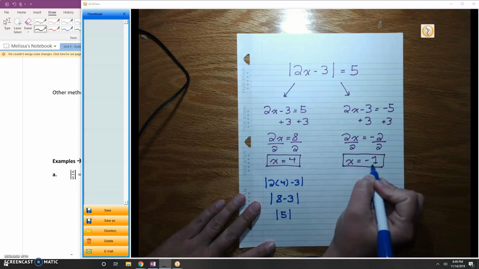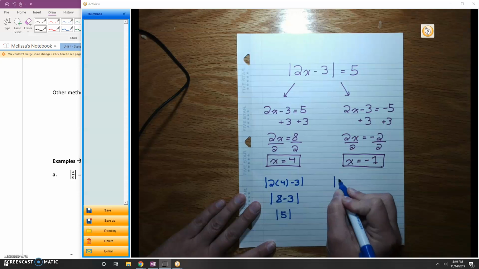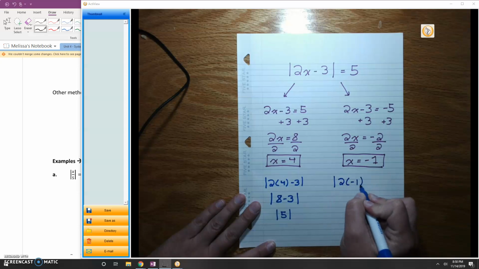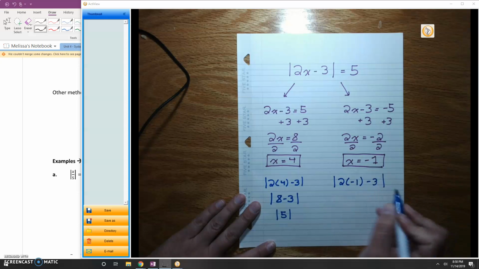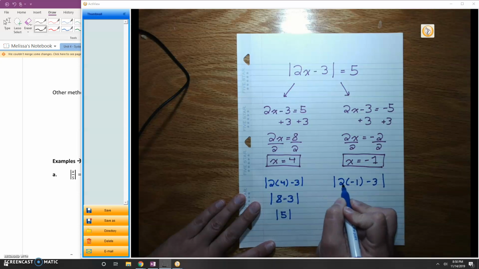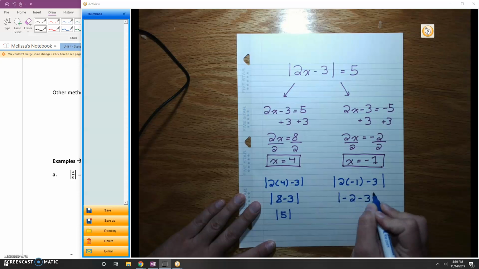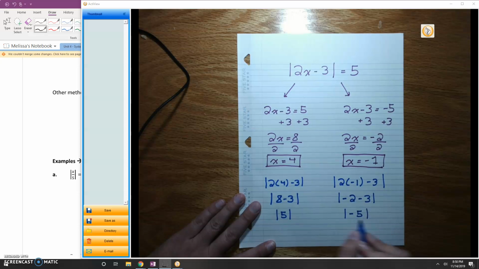Now let's go ahead and try this value. If I plug this in, absolute value of 2 times negative 1 minus 3. 2 times negative 1 is negative 2, so I have absolute value of negative 2 minus 3. And here, negative 2 minus 3 is negative 5, and sure enough, the absolute value of negative 5 is 5. So both of these do check out.